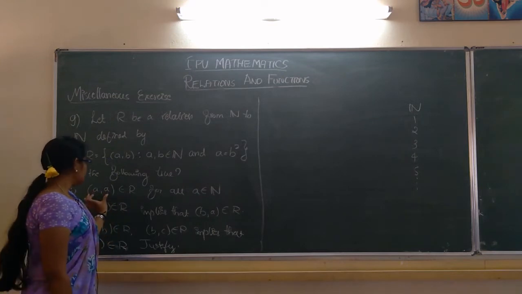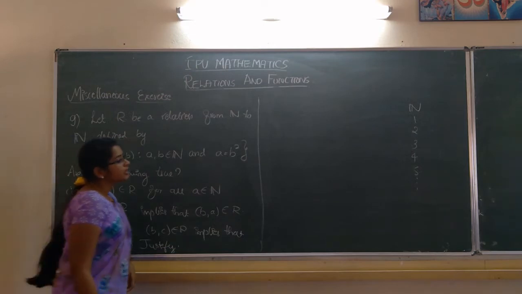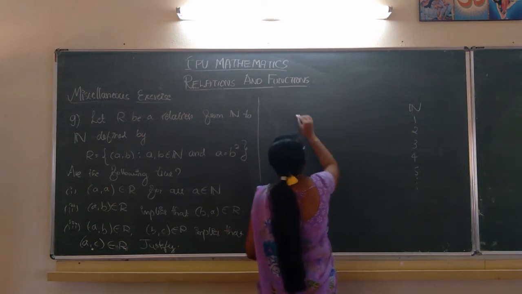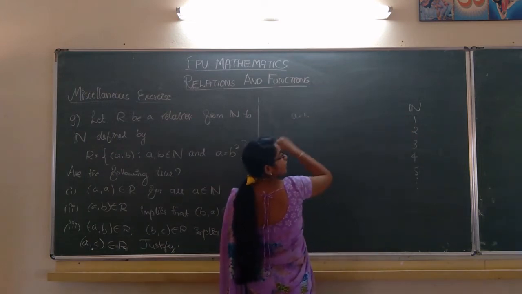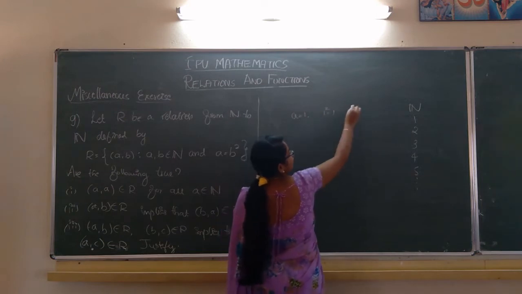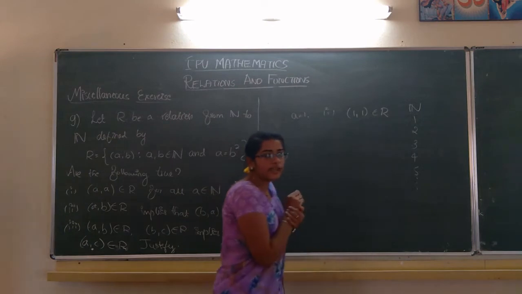That is, both elements are the same. First element and second element must be the same. Just verify. See, randomly we can verify. If I take my A to be equal to 1, 1 square is 1 itself. So, what I will get? 1 comma 1 belongs to R. So, we are done in this case.